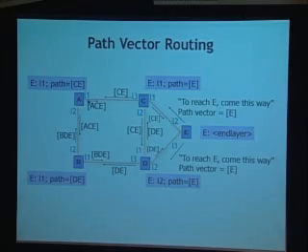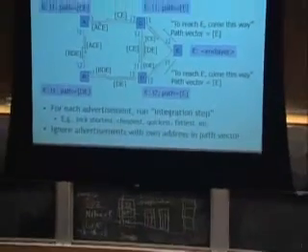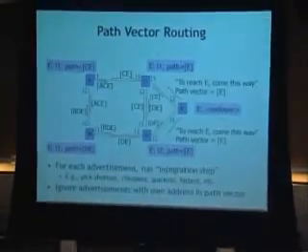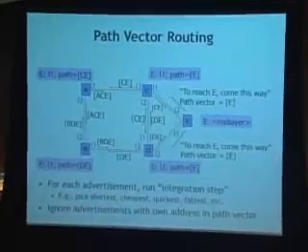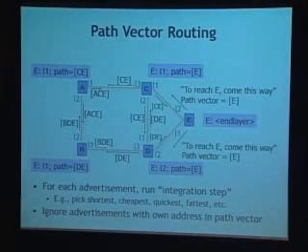Okay, so this is a very simple process. What we said here is that after each advertisement, we're going to go ahead and do integration. Basically, we're going to try and pick the best path in some way. What we've shown here is simply picking the shortest path, so we've picked the shortest possible path for every node to reach node E.